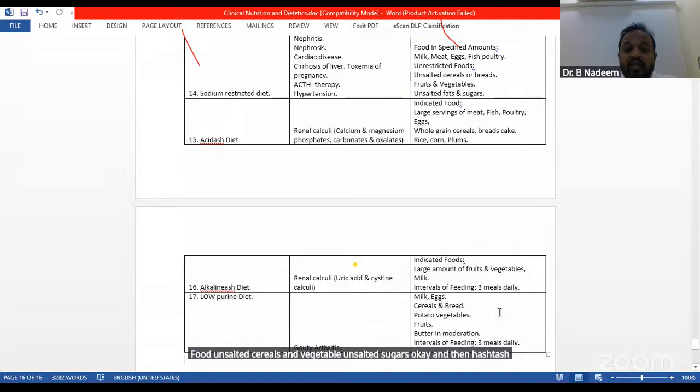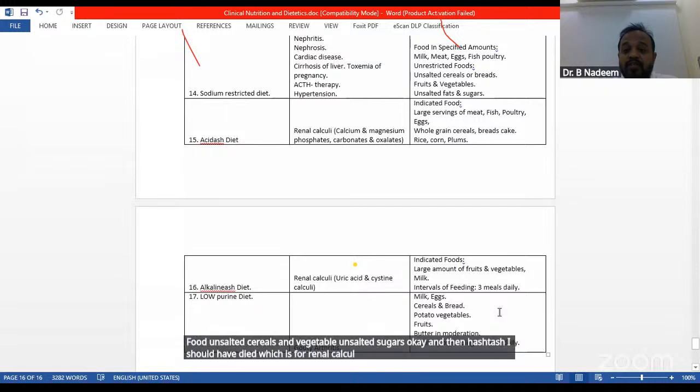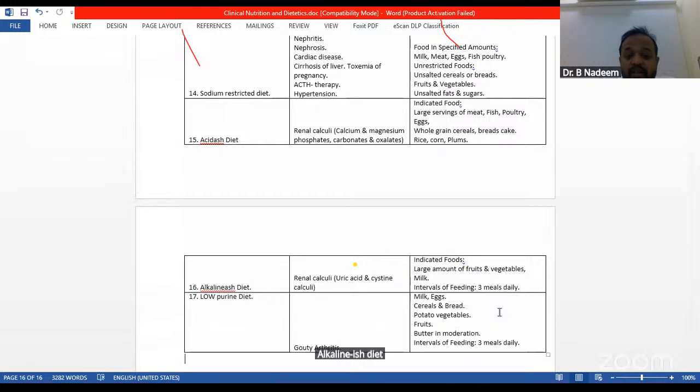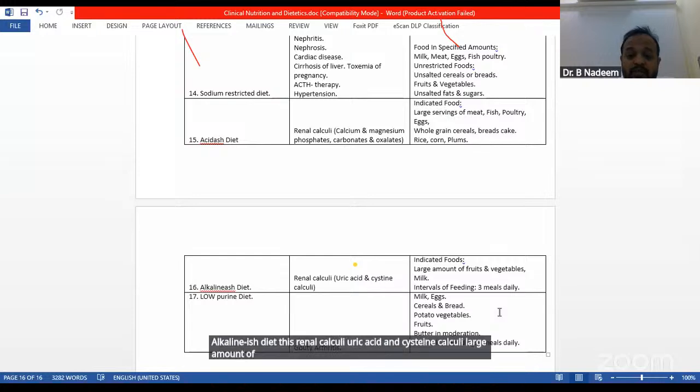Acid ash diet, which is for renal calculi, which is again large servings of meat, fish, poultry, egg, whole grain cereals, bread, cake, rice, and corn and plums. Alkaline ash diet, for renal calculi, uric acid and cysteine calculi: large amount of fruit and vegetables, milk, 3 meals daily. Low purine diet, for gouty arthritis: cereals and bread, potato, vegetables, fruits, butter in moderation. Interval of feeding, 3 meals.